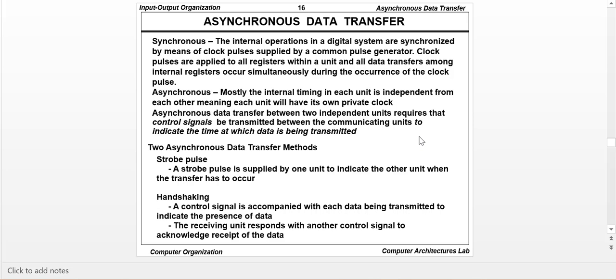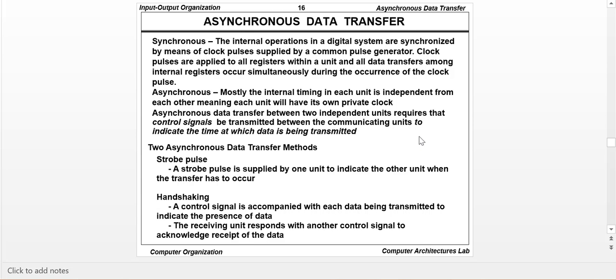But in handshaking there will be two signals. One control signal is accompanied with each data to indicate the presence of the data, and the other control signal will be from the receiving unit, acknowledging the receipt of the data. So there will be two signals in handshaking.